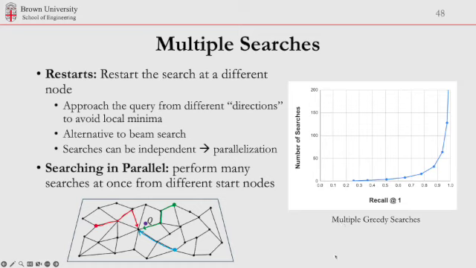So one idea, instead of doing backtracking, is to restart the search at a different node. Then we can approach the query from different directions, and this can allow us to overcome local minima. The benefit of this is that each time we restart, we're at a different node. And if we do multiple restarts and they're all independent, we could just do them all at the same time from the beginning. So we can do multiple greedy searches in parallel from different start nodes, and that's well suited for parallelization.